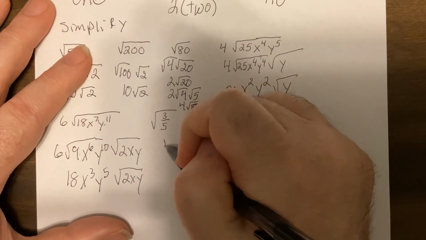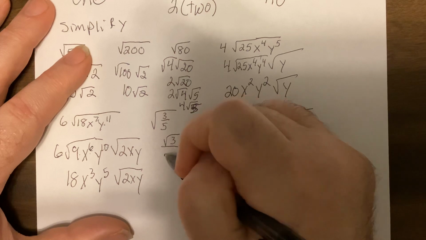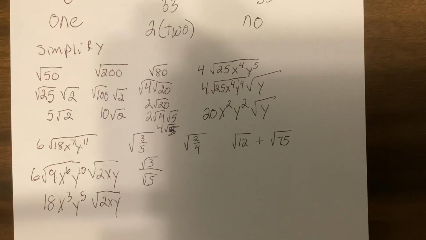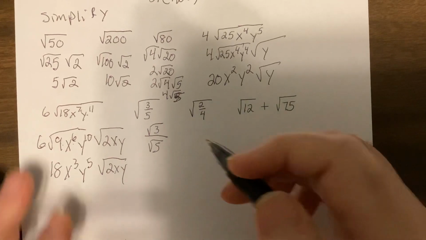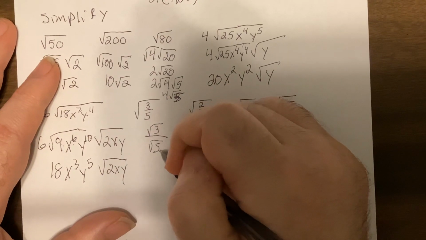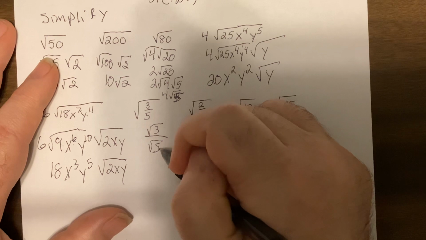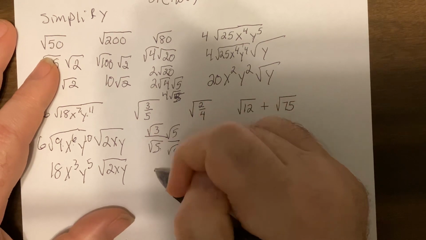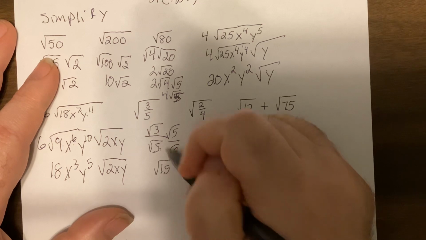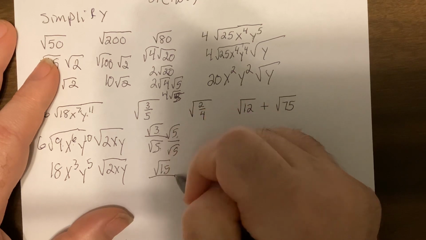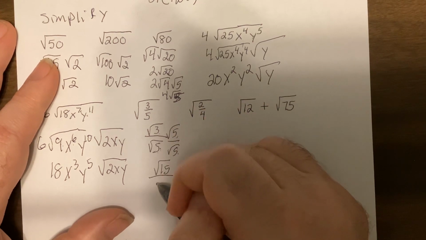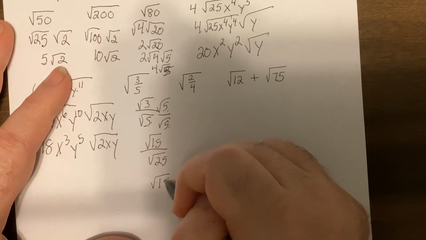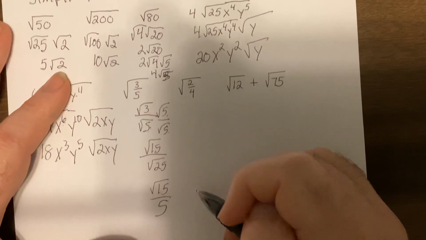Whenever you have a fraction, you just take the square root of the top and the bottom. And you can't have a radical in the bottom, so you multiply the top and the bottom by the square root. So we'd have square root of 15, this times this, over square root of 5. Square root of 5 times square root of 5 is square root of 25. So it'd be square root of 15 over 5.